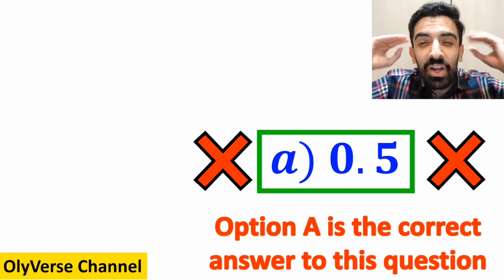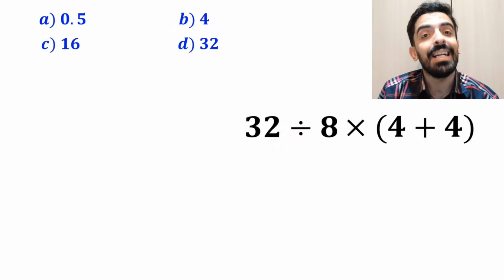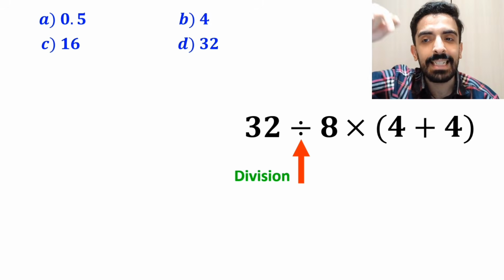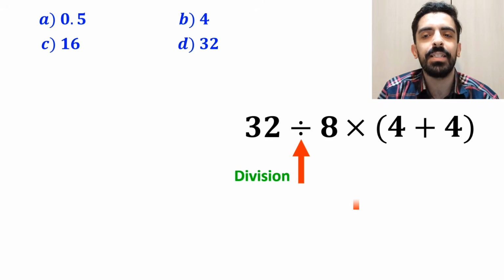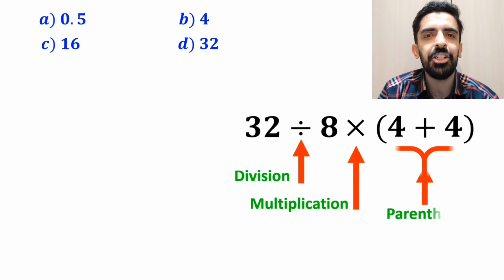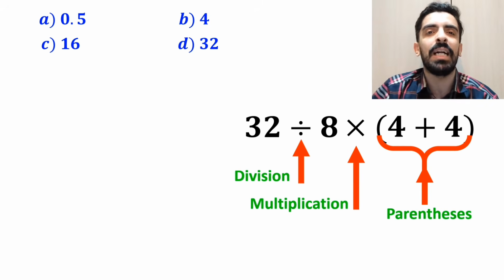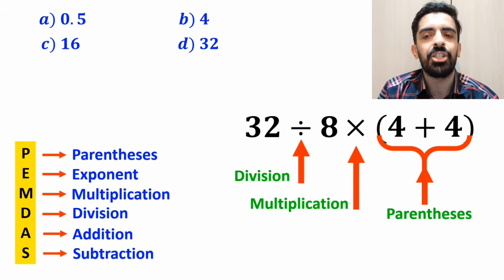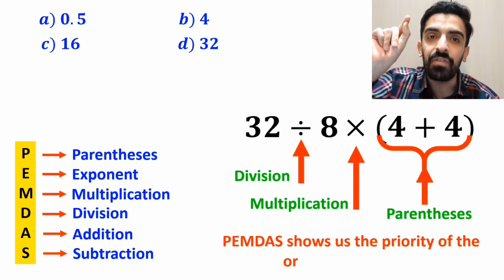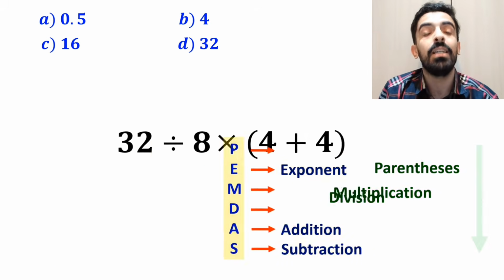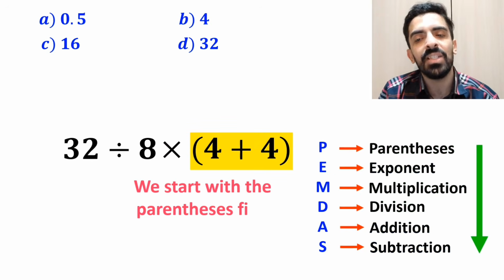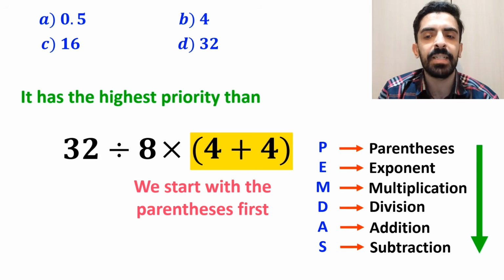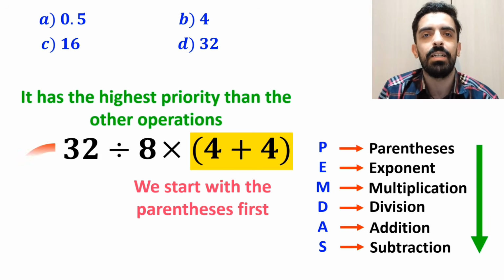However, that's definitely wrong. As you can see on the screen, in this expression, first we have a division sign, followed by a multiplication sign, and finally parentheses. To solve this question, we need to use the PEMDAS rule. PEMDAS shows us the priority of the order of operations. So, we start with the parentheses first, because it has the highest priority among the other operations.